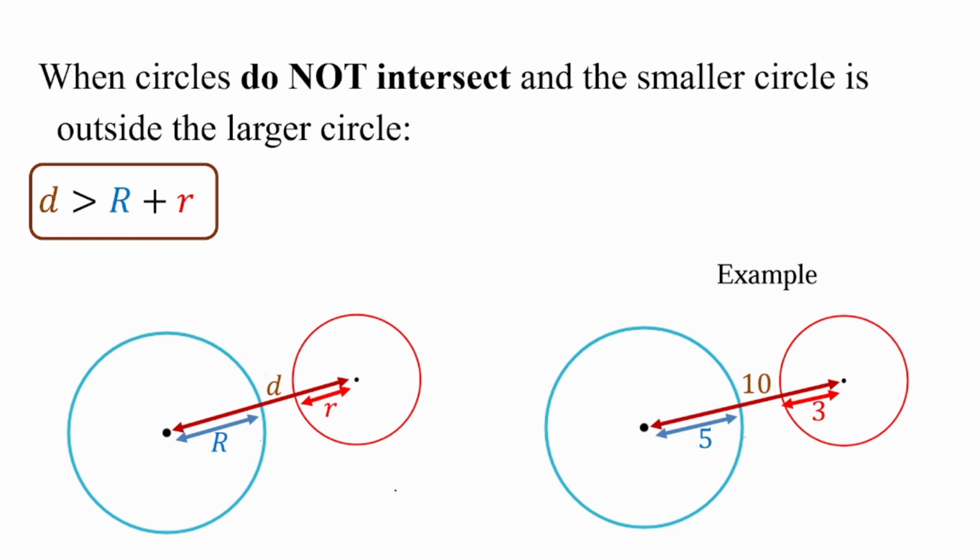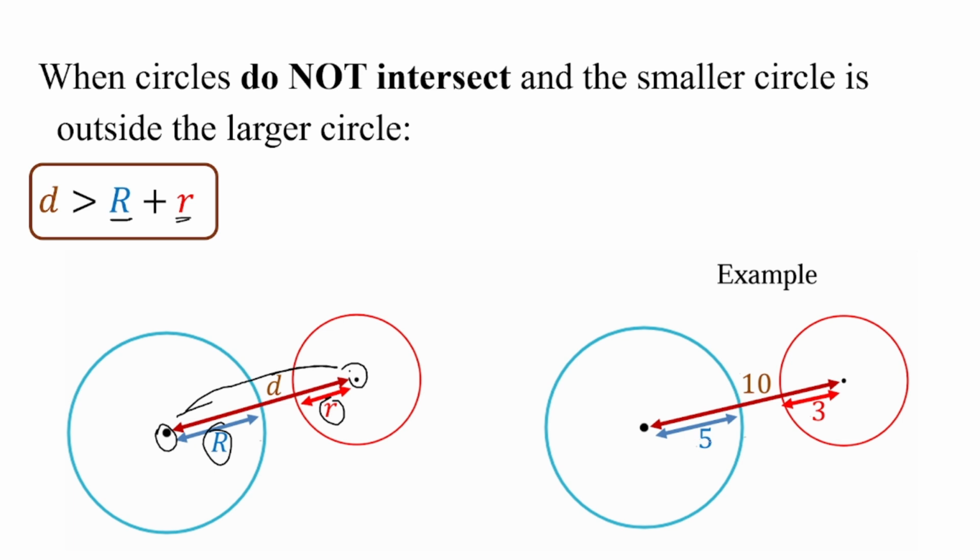This one is very clear, I think. If you add this and this, obviously, they won't give us this distance here. Okay, so you're saying the distance between the centers is bigger than the sum of the larger radius and the smaller radius. It's very clear, isn't it?